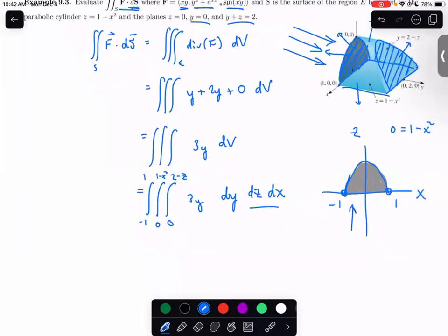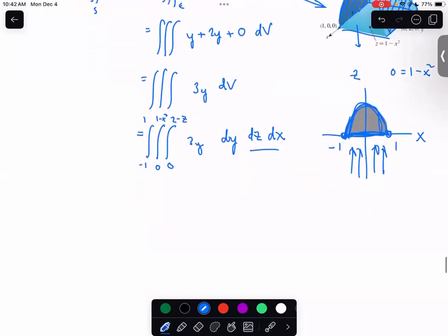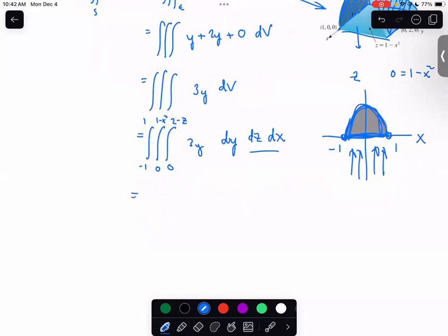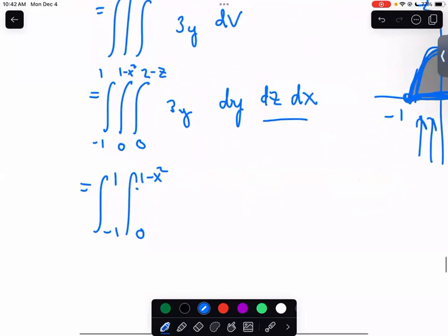Again, traveling in the z direction, how do I enter and how do I exit? I enter in through z equals 0, and I exit through z equals 1 minus x squared. And then my x's range from -1 to 1. All right, so here is my setup. We'll do a couple lines of the evaluation here, but the most important thing is the setup for this. That's the most difficult part.